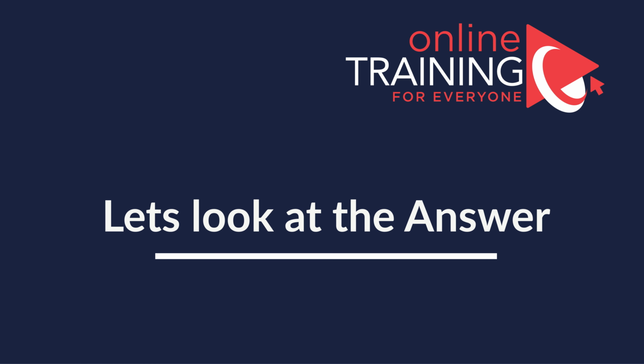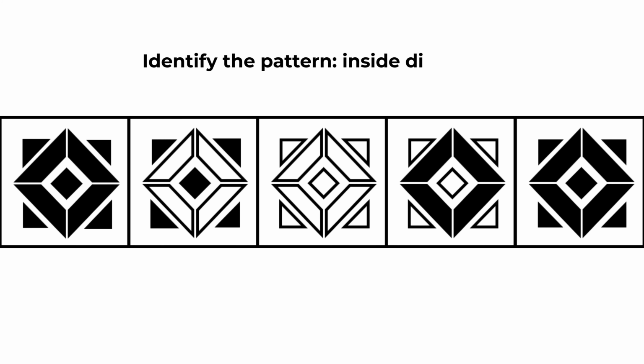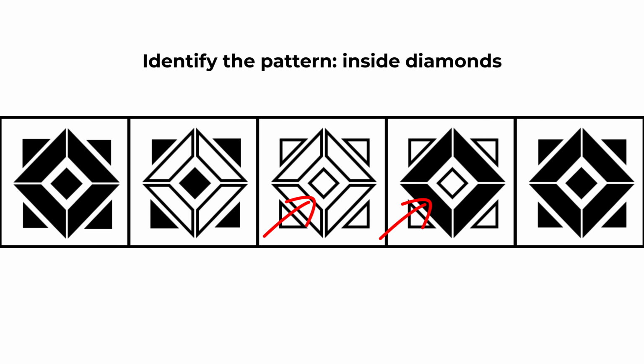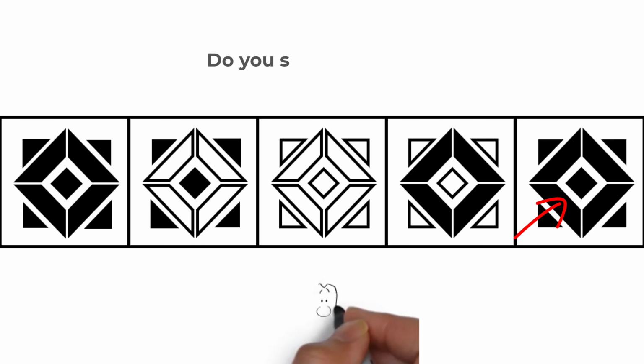Let me first explain the different shapes we see in the picture. Let's start with the inside diamond. You see that the inside small diamond changes colors. We have 2 black inside diamonds, then 2 white inside diamonds, and then the inside diamond in shape 5 is also black. Do you see the pattern?